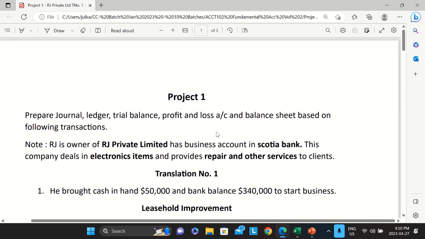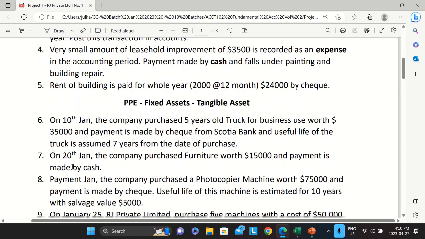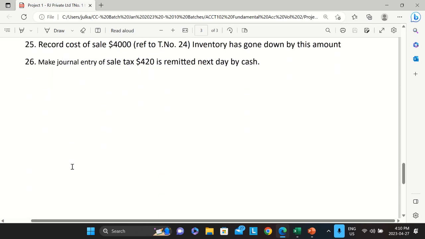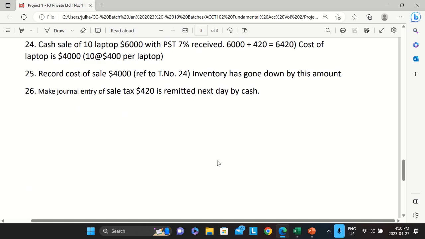I'm going to explain about the project that we have. This is the accounting project, and in this project there are a number of transactions that you can see here. The transaction number 1, 2, 3, and so on. And we have different transactions which are very important in accounting. And we have a total of 26 transactions.